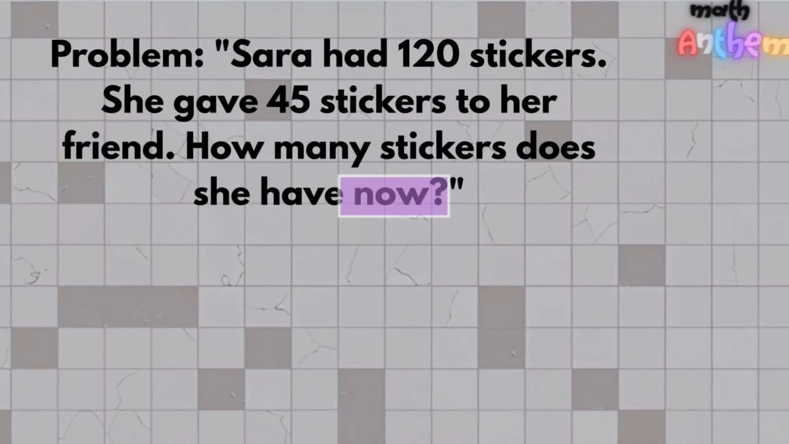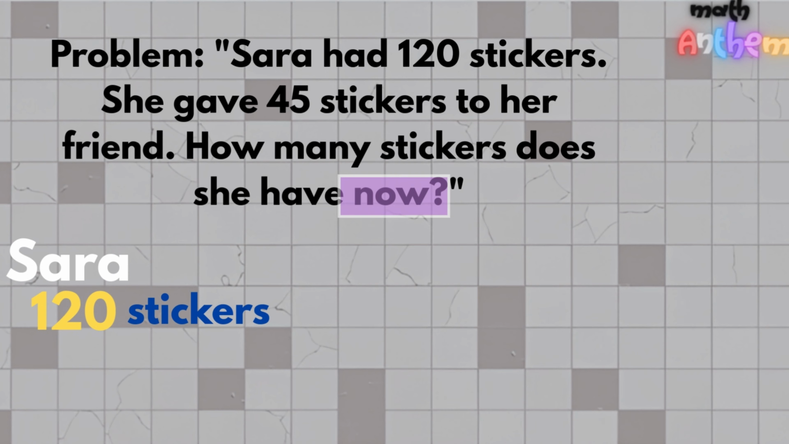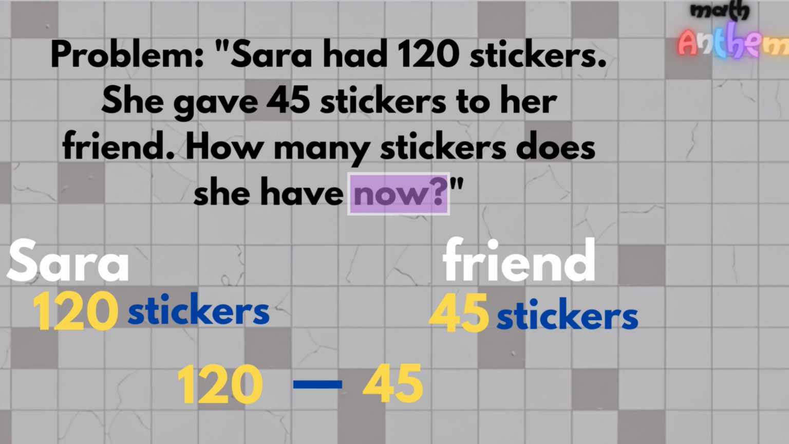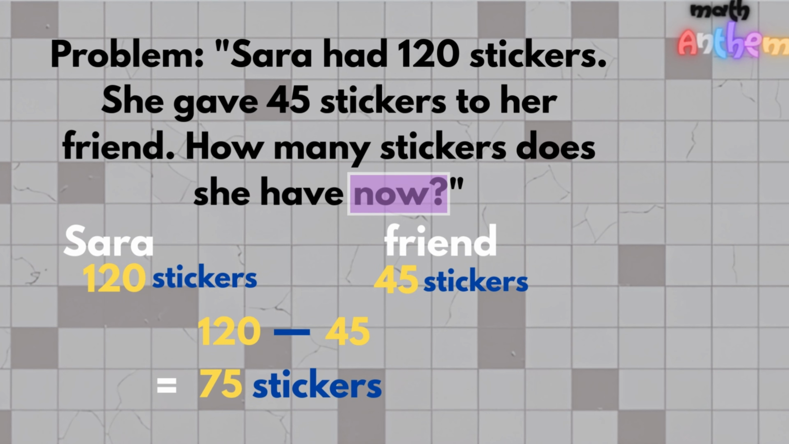In this case, Sarah starts with 120 stickers. But after giving 45 stickers to her friend, we need to subtract those 45 stickers from the 120 to find how many she has now. The word now emphasizes the shift from the original quantity, helping us recognize that subtraction is required to determine the new total. So, we subtract 45 from 120, which leaves us with 75 stickers now.